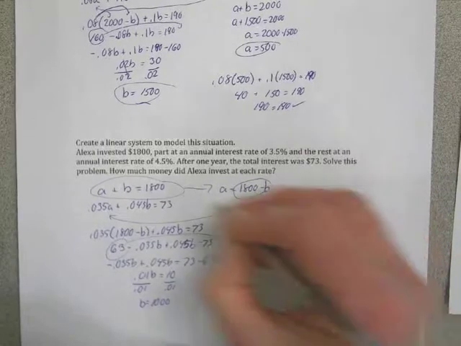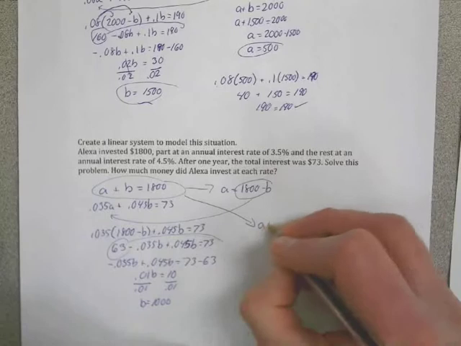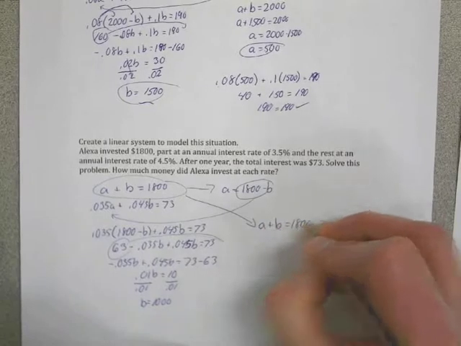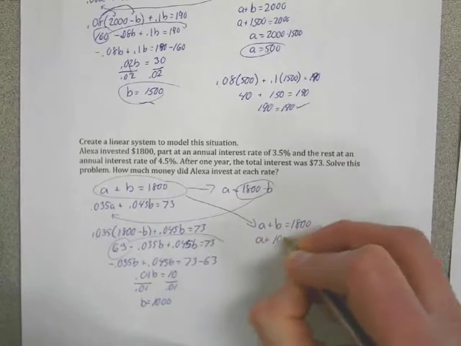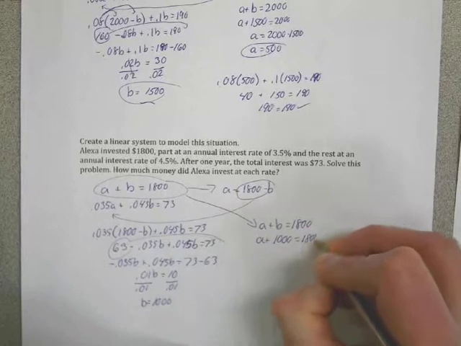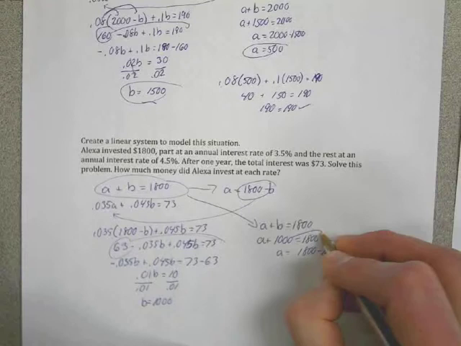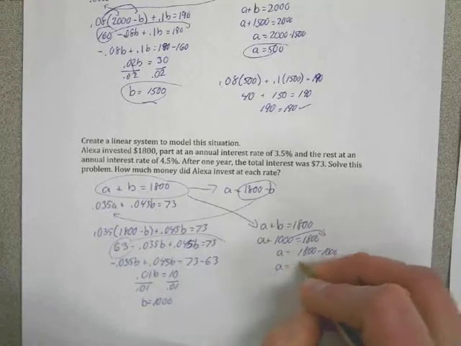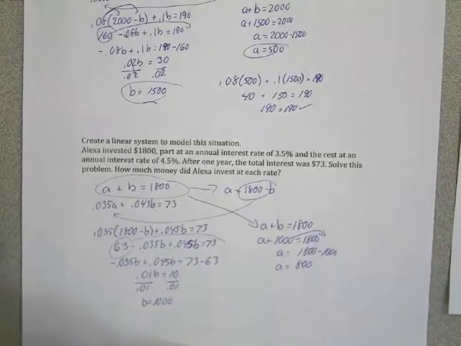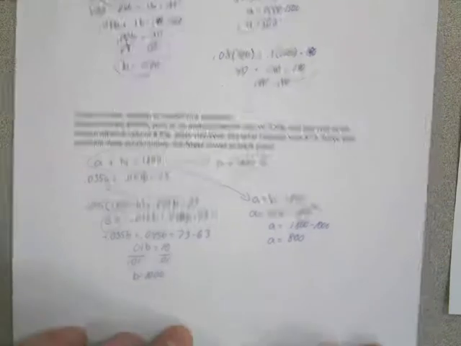I then use the original equation, this one over here. We got A plus B is equal to 1,800. A plus 1,000 is equal to 1,800. A is equal to 1,800 minus 1,000, since it comes over the equal sign and becomes negative. A is equal to 800.